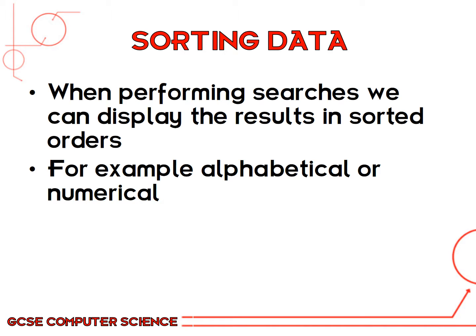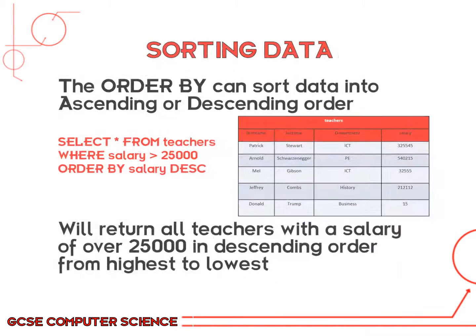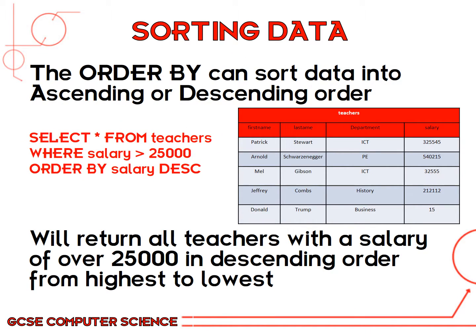So we can sort data. When performing searches, we can display the results in sorted order. For example, you could have it in alphabetical order or numerical order. We can use the function ORDER BY to sort data into ascending or descending order. So in other words, if we look at this example, SELECT star FROM teachers WHERE salary is greater than 25,000, put ORDER BY salary DESC. That will put all of the teachers with a salary of over 25,000 in descending order from highest to lowest.